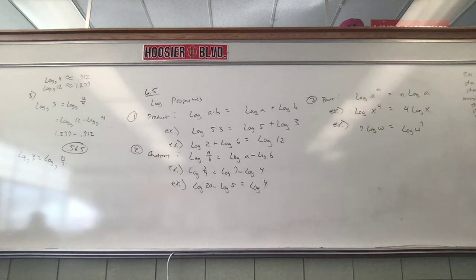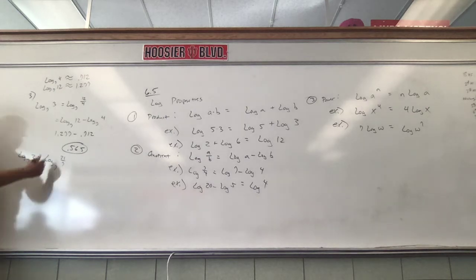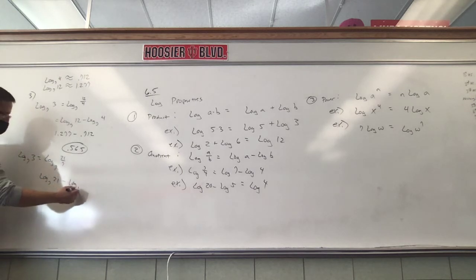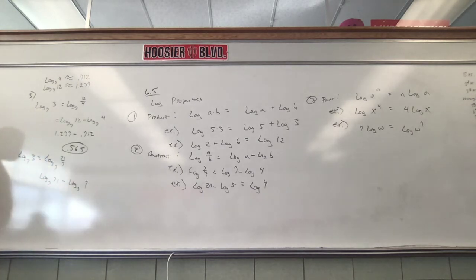Not a trick question. Could I have done that? Log base 7 of 3 is log base 7 of 21 sevenths? What's 21 divided by 7? 3. So could I have done that? Sure, I could have. You know why I didn't? If I did that, that'd be the log base 7 of 21 minus the log base 7 of 7. What's the log base 7 of 21?